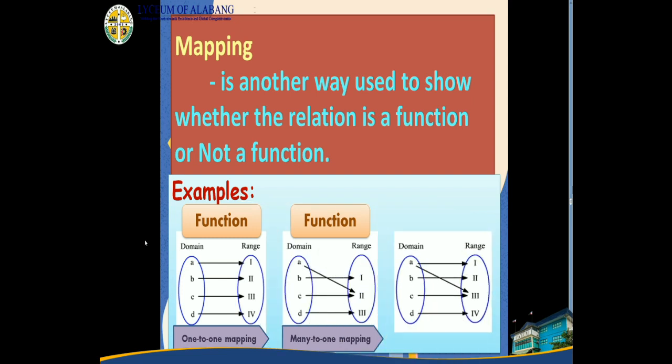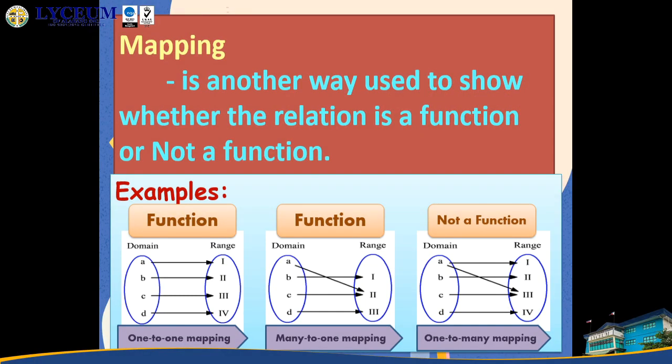And for the last diagram, in this mapping, the first element in the domain is mapped to more than one element in the range. If one element in the domain maps to more than one element in the range, the mapping is called a one-to-many mapping. One-to-many relations are not functions. That's all for functions and relations.